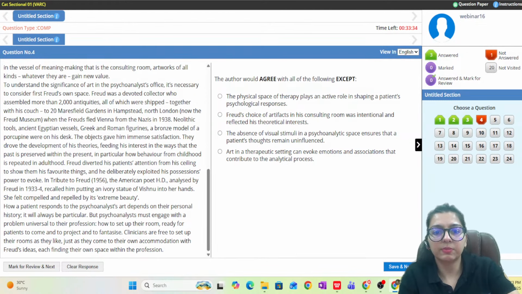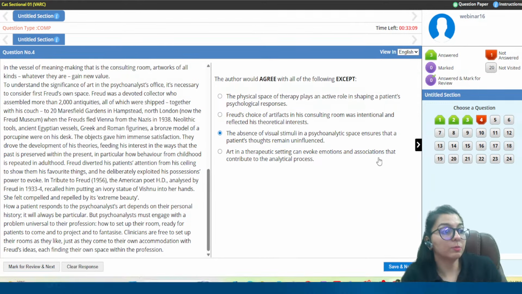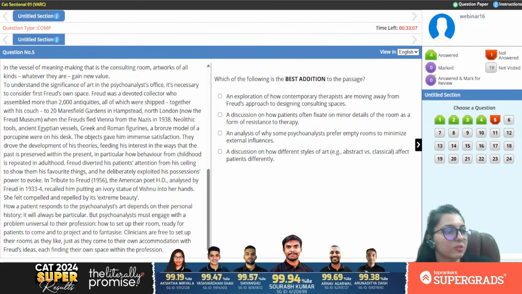Let's get on to question number 4 and see what we want over here. The author would agree with all of the following except. So which of the following would he not agree with? The physical space plays an active role. Agreed. Freud's choice of artifacts in the consulting room was intentional and reflected... Agreed. The absence of visual stimuli in the psychoanalytic space ensures that a patient's thought remains uninfluenced. Disagree. Hard disagree. 100% this is the answer. Art in a therapeutic setting can evoke emotions and associations. Perfect. Well, yes, that is also correct.